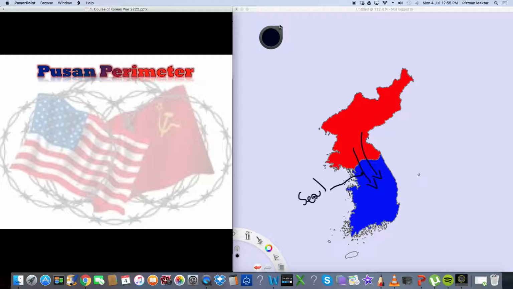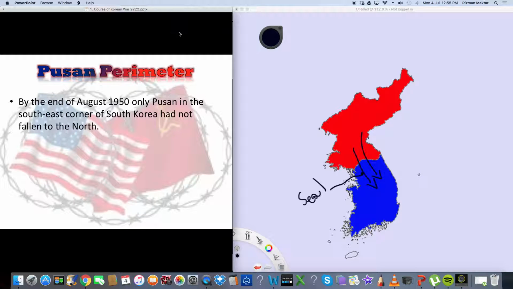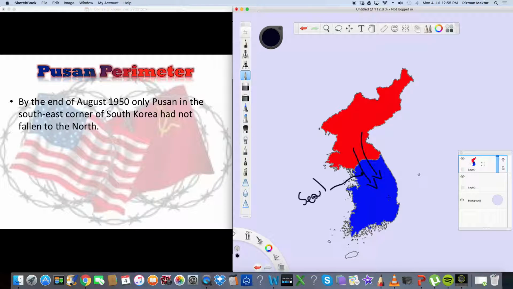That was not all. They were pushed all the way to the back, to the Busan perimeter. Imagine, from June, July, August, within 2 months, they were pushed all the way back. Where were they pushed back? Let me show you. This should be on your next map. They were pushed back to this corner here.